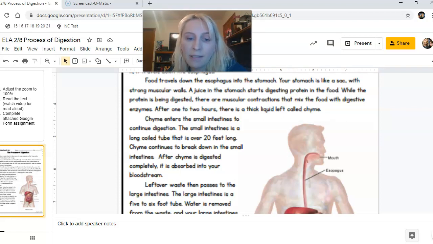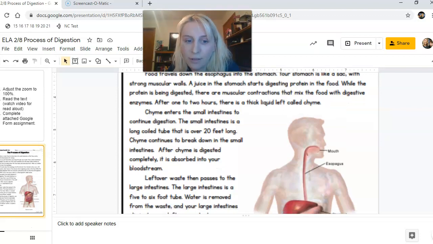After chyme is digested completely, it is absorbed into your bloodstream. So it is the small intestines, that part of the digestive system, where this exchange for the nutrients takes place. So when the circulatory system is pumping the blood through this area of the body, it is going to be picking up those nutrients and those molecules that the small intestine has finished breaking down and it's releasing it into the bloodstream so that it can be delivered to the cells.